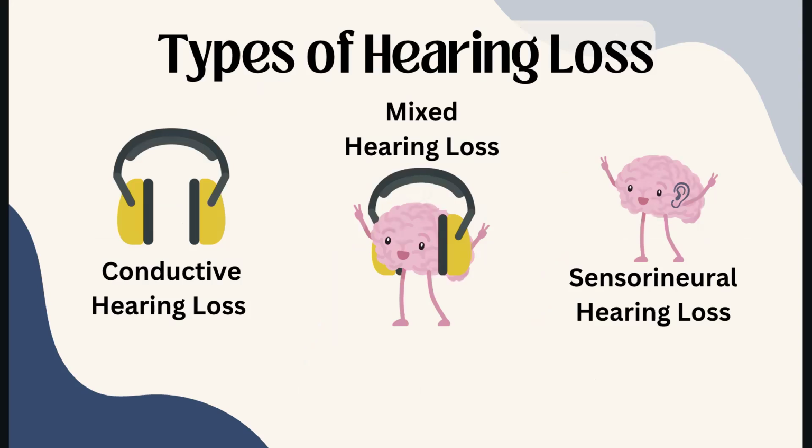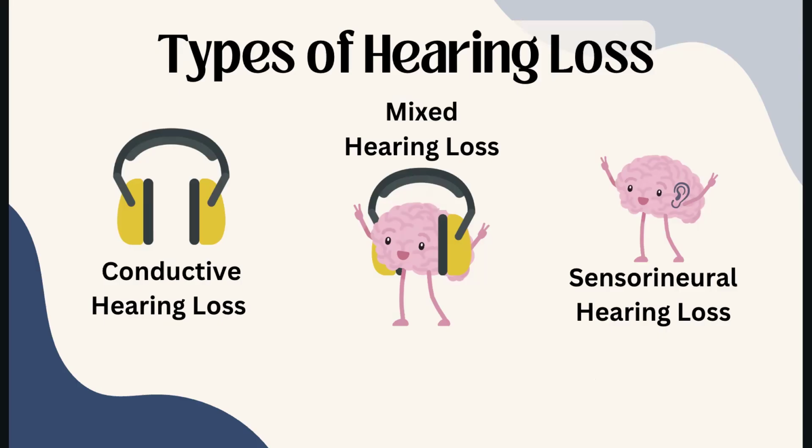So causes of conductive loss include things like ear infections, fluid in the middle ear, earwax buildup, a hole in the eardrum, or problems with the tiny ear bones. Causes of sensory neural hearing loss are things like genetics, exposure to loud noise, illness or infections, ototoxic medications, and mixed hearing loss causes are a combination of conductive and sensory neural hearing loss.